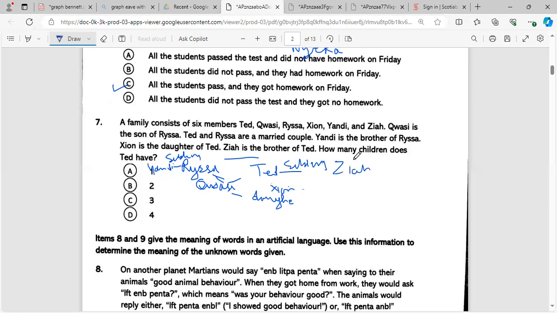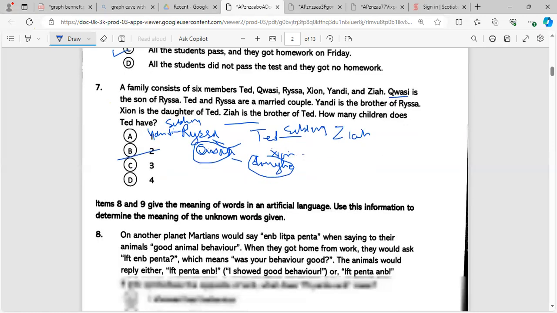So it would be A, sir. And then it said, how many children does Ted have? Yeah, true. Which is this person here and this person. So Zion and Kwesi. Yes, it's definitely two. Good job.